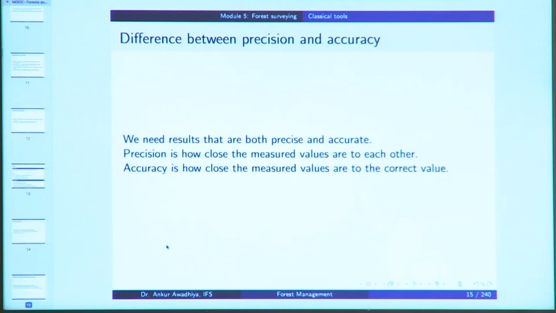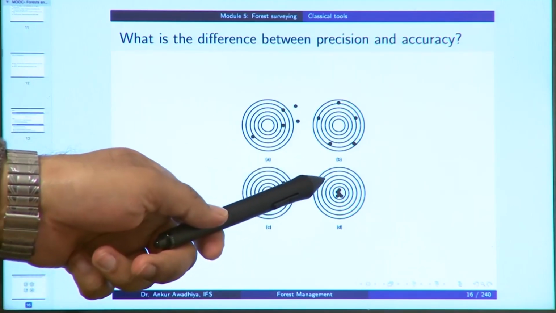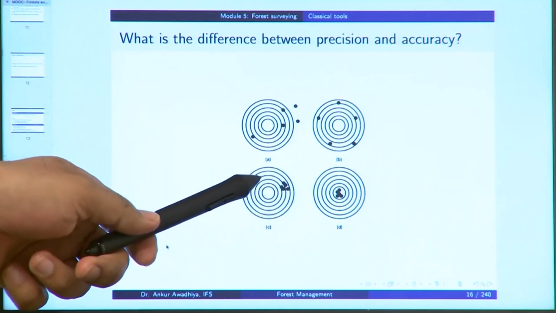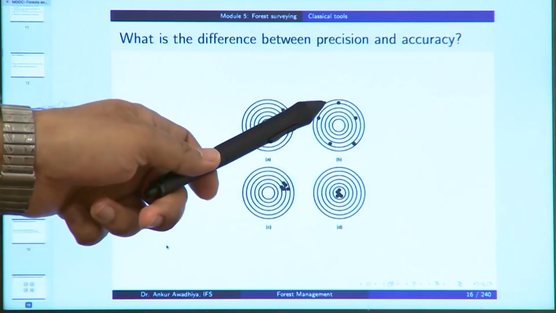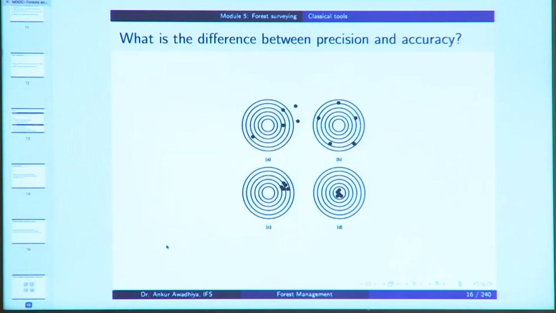Then we looked at the difference between precision and accuracy. Precision is how close the measured values are to each other, and accuracy is how close the measured values are to the correct value, and we represented them in the form of these shots on a target board. And here we said that these measurements are precise and accurate, these are precise but not accurate, these on an average are accurate but not precise, and these are neither precise nor accurate.